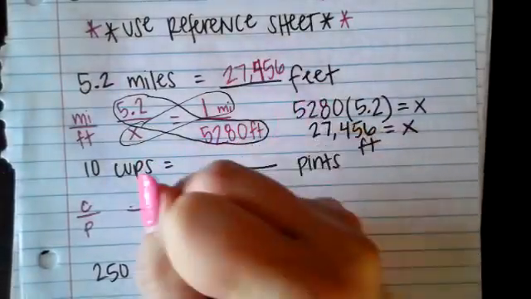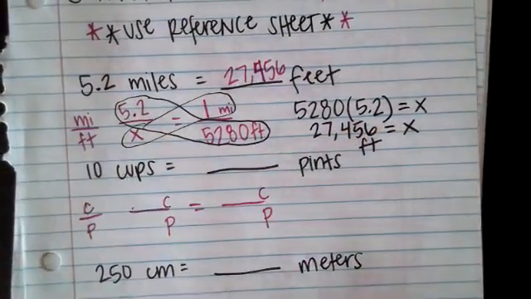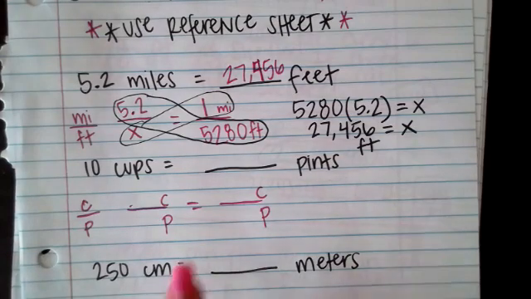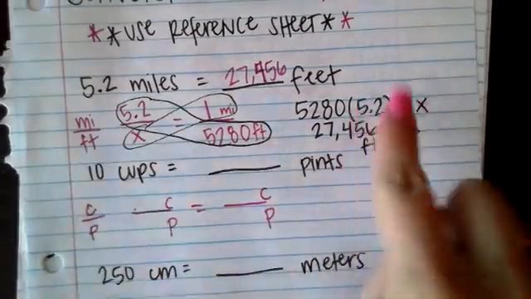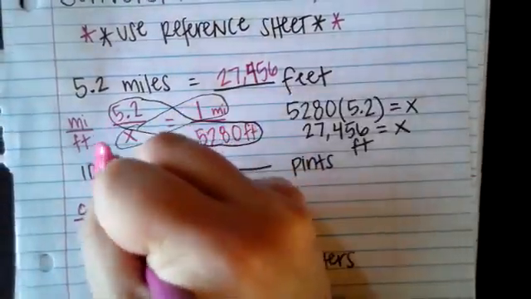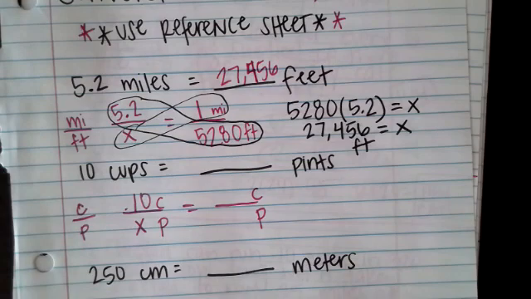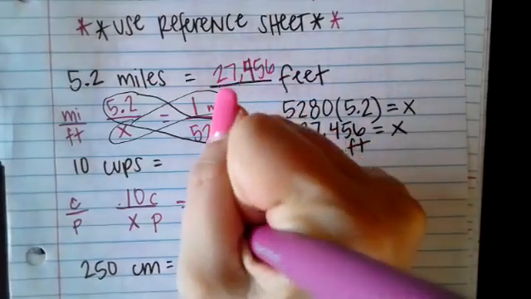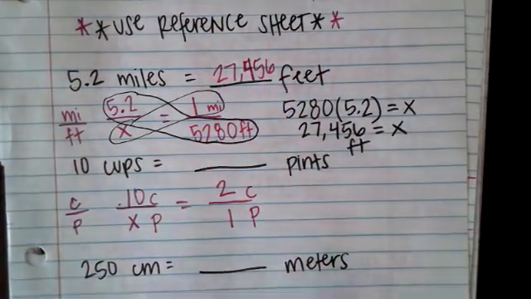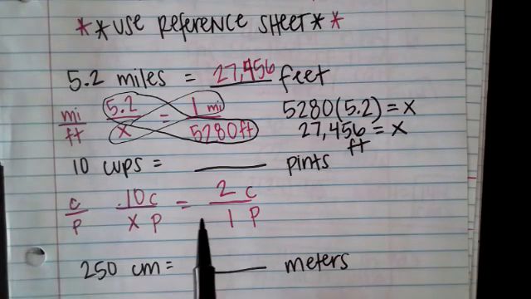Sometimes with unit conversions, it's nice to put those as part of the proportion that you set up. But don't confuse them for variables, because we don't want to confuse them when we do our multiplication later with a variable. So I have 10 cups is equal to X amount of pints. We're trying to figure that piece out. And the unit conversion that is given on the reference sheet is that 2 cups is equal to 1 pint. So what I'm going to do now is solve. I've set up my fractions, plugged in my units, plugged in my numbers, and now I'm going to solve.